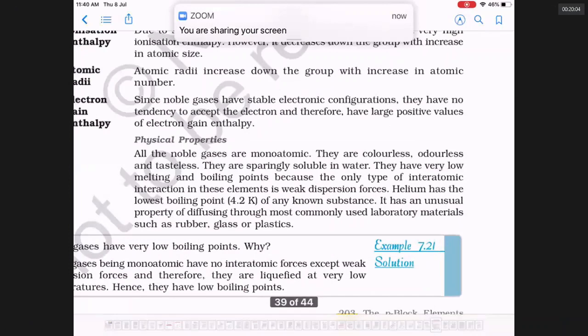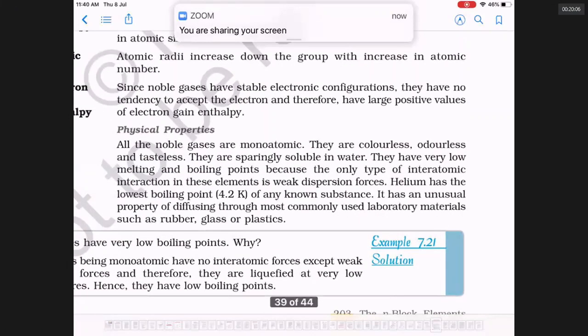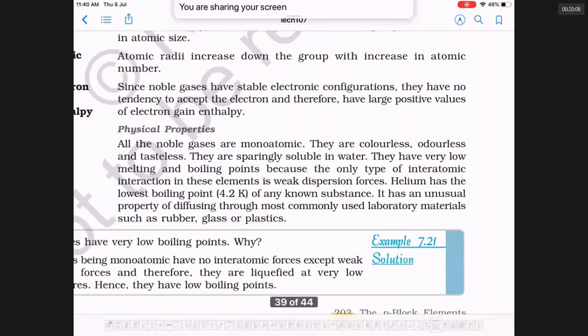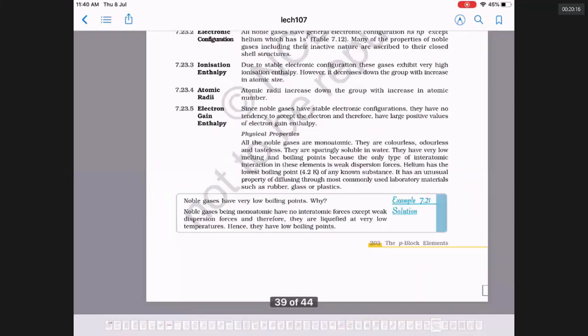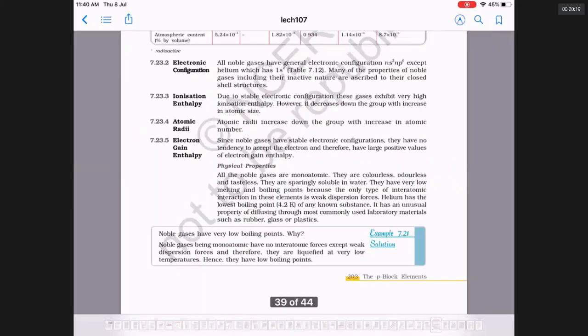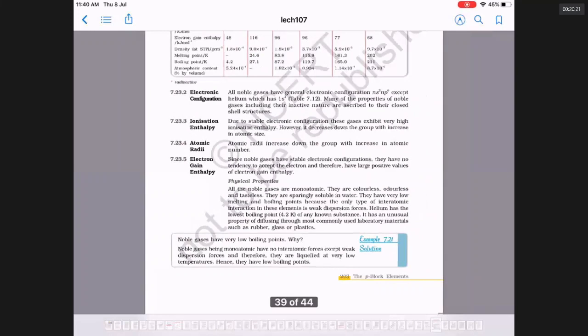Here they wrote, you see. Helium has the lowest boiling point of any known substance. It has an unusual property of diffusing through most commonly used laboratory materials such as rubber, glass, plastic. Another interesting property is that liquid helium, if you pour, will not flow down. Instead, it will flow up. You understand?